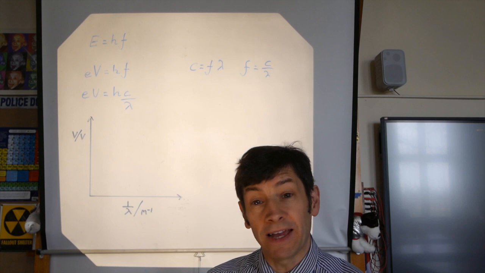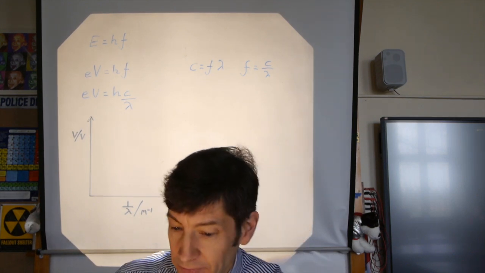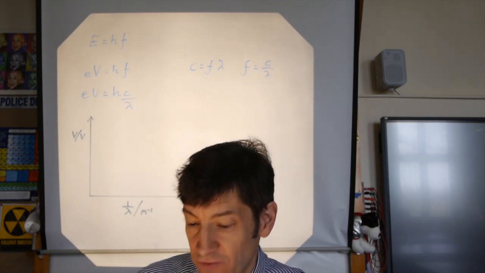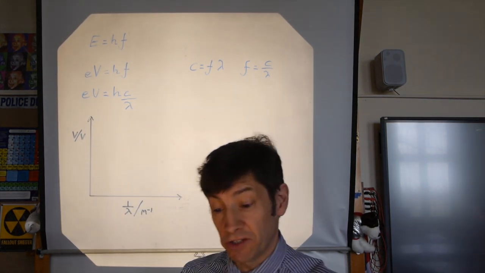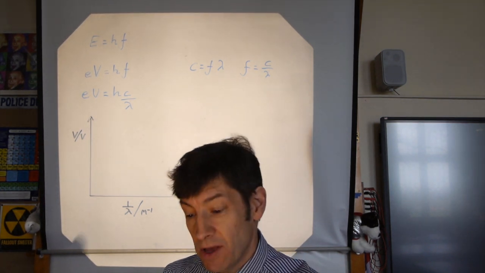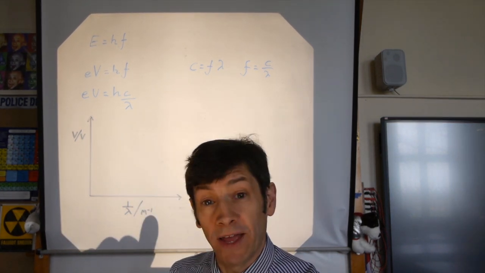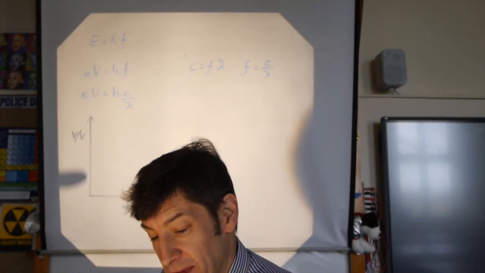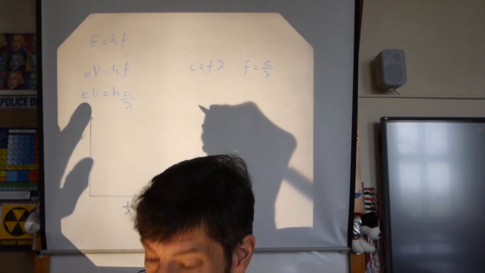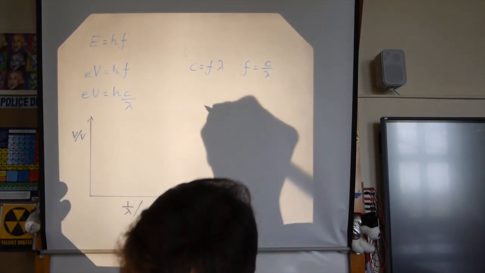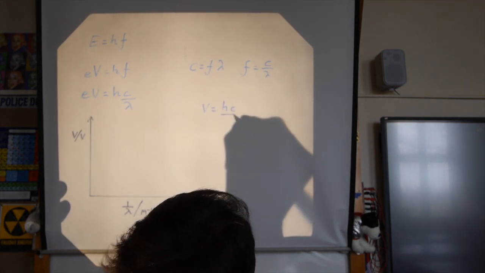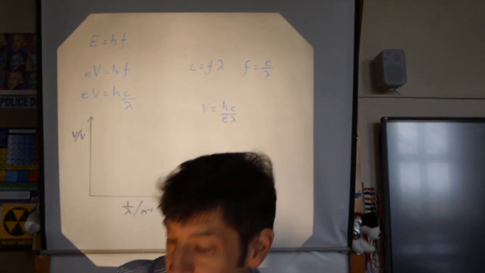Now, why are we using axes like this? Well, have a look at the maths we did up here, and let's rearrange for the threshold voltage, because the threshold voltage is something that we actually measured. We knew the wavelengths, and we had to measure the voltage, so that's why it's on that axis. So let's have a look at our equation. EV equals HC upon lambda, therefore V equals HC upon E lambda.